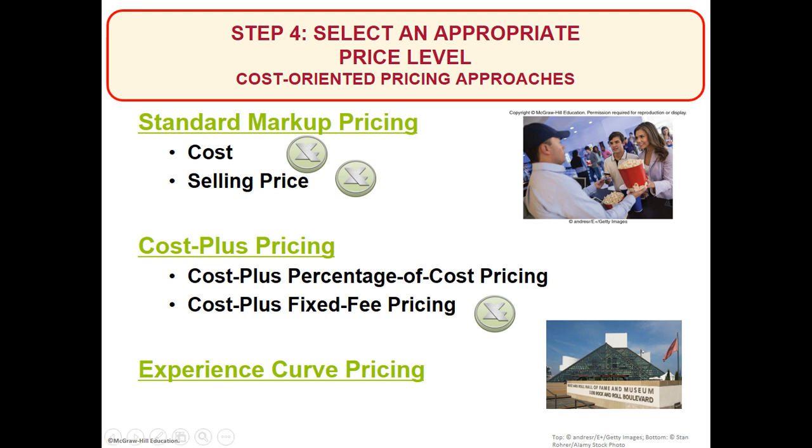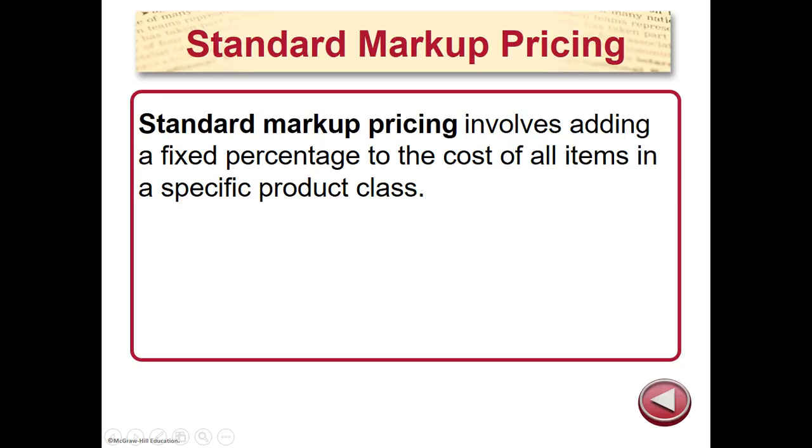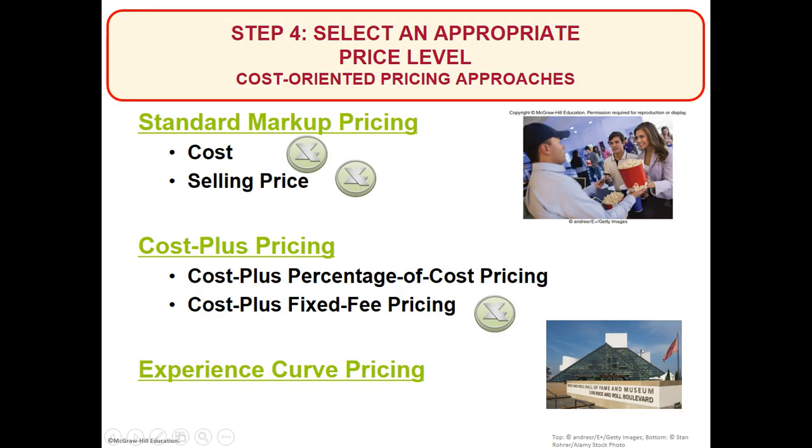Okay? First one is standard markup pricing. It involves cost and selling price. With standard markup pricing, basically adding a fixed percentage to the cost of all items in a specific product class. Just add the cost, you find the cost, and a fixed percentage on top of that. That's standard markup pricing. Okay?